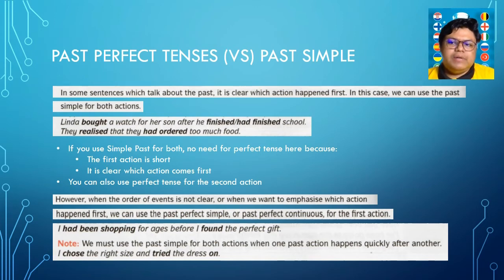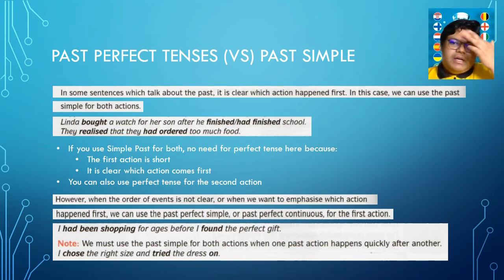Okay, so second action tu it doesn't really matter lah. We can either use perfect tense or past simple tense, but the most important thing here is the first action. Okay, contohnya kat sini, I had been shopping for ages before I found the perfect gift. Okay, so kita nak tunjukkan jangka masa shopping tu lama, so kita gunakan past perfect continuous tense. I had been shopping for ages, before I found the perfect gift.